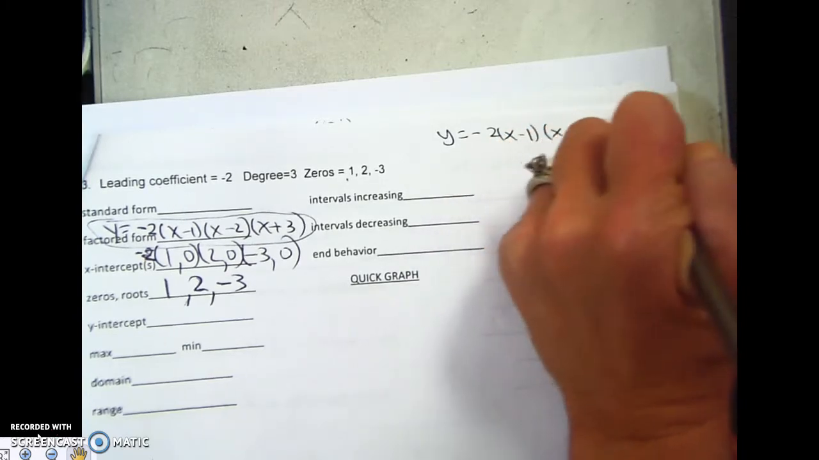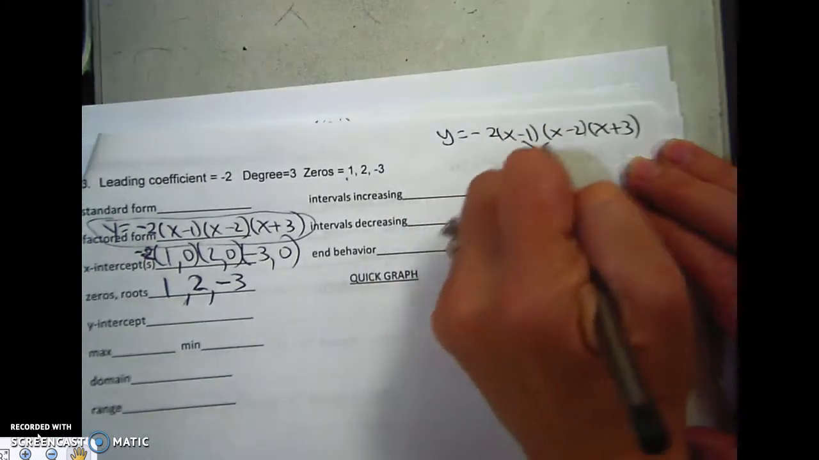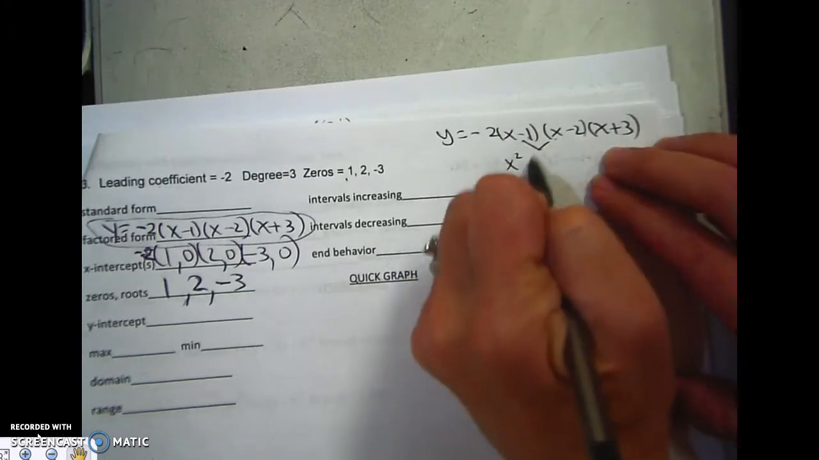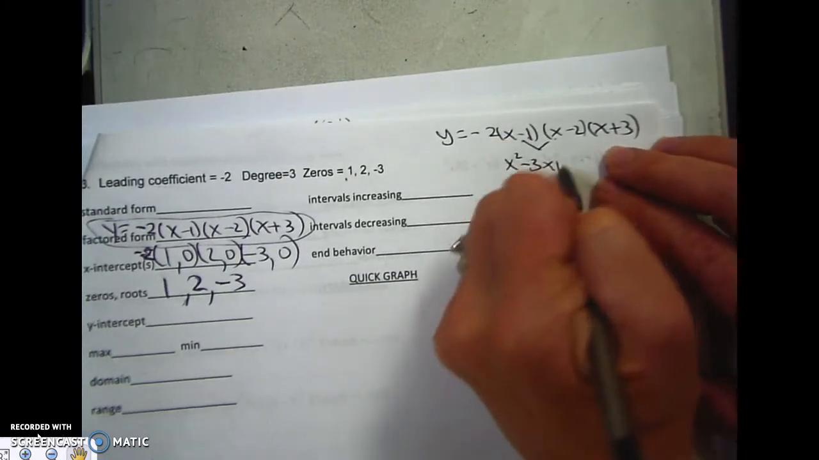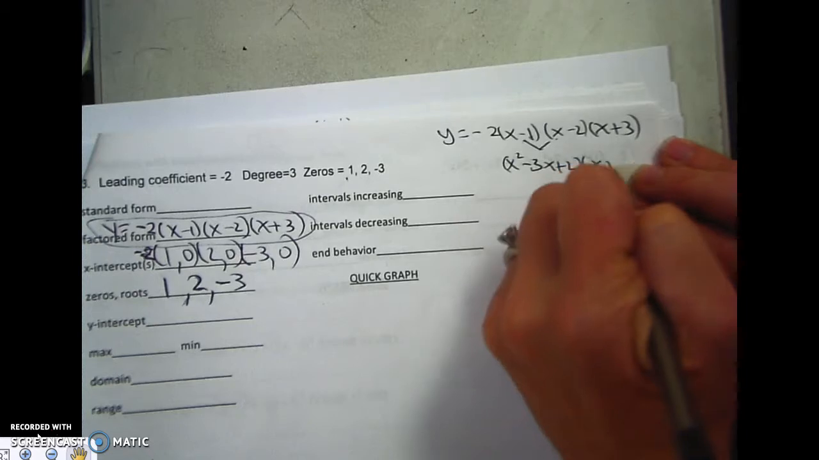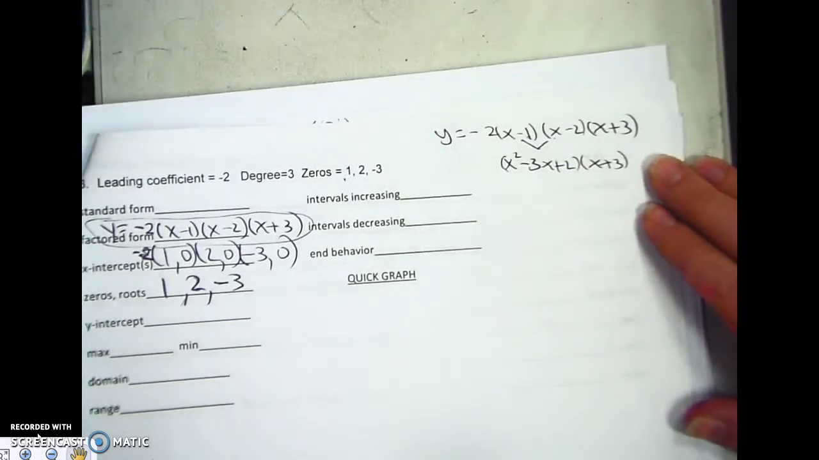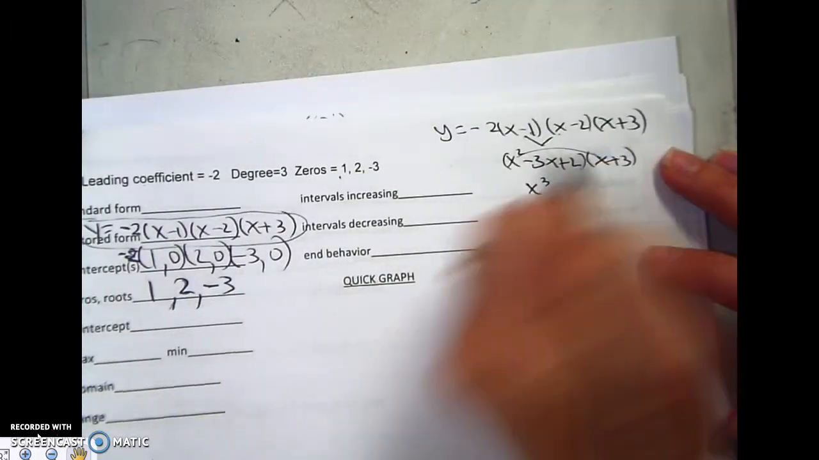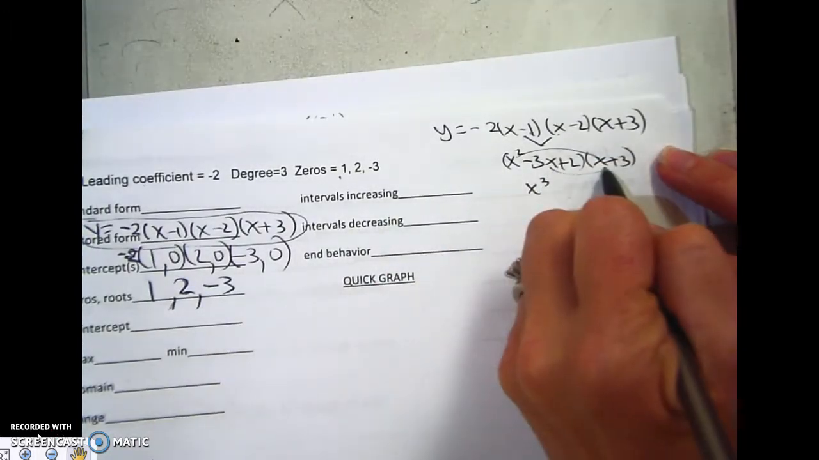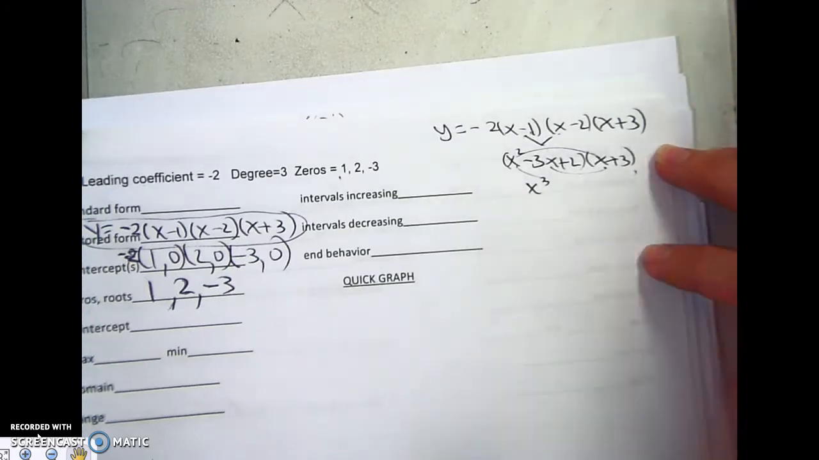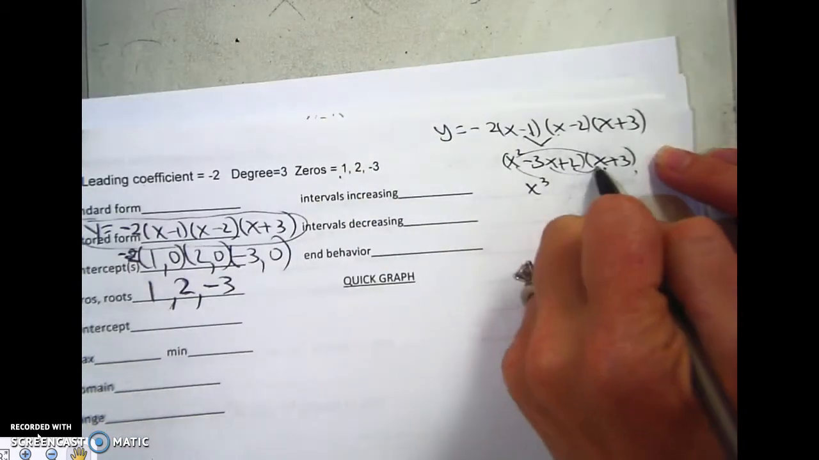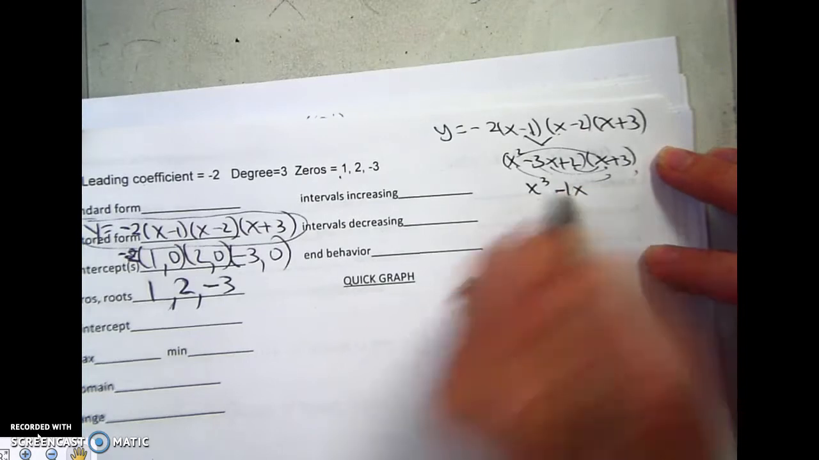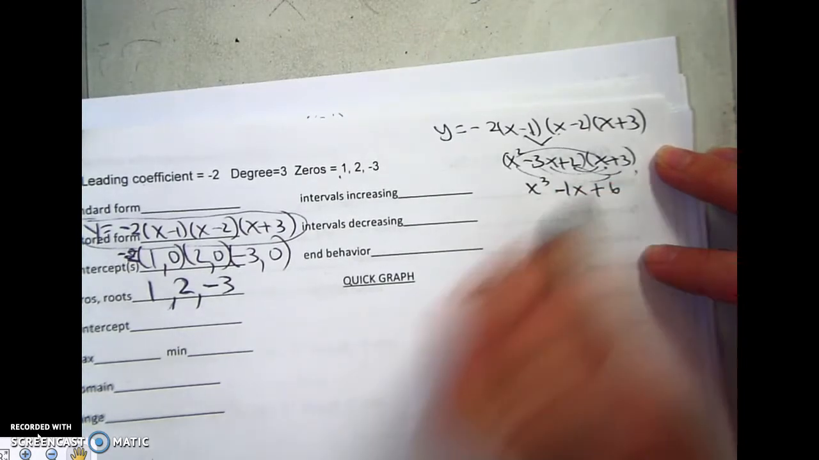And you know me, I like to take care of the negatives first, so I'm going to multiply this out. 2 numbers that add, 2 numbers that multiply, and then x plus 3. Since it's x squared times x plus 3, I know it's going to start with x cubed. Minus 3x squared plus 3x squared is gone. Plus 2x minus 3x is negative 1x, and then plus 6.